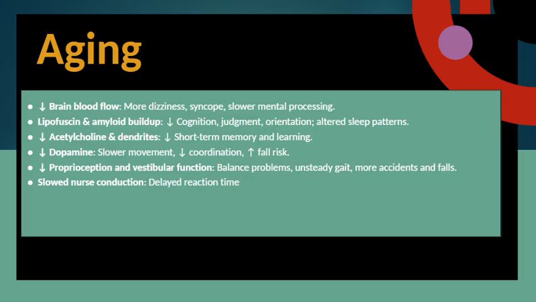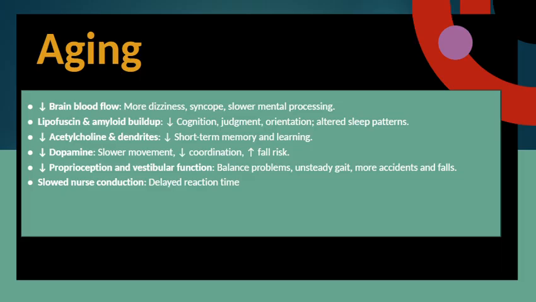The slide also highlights a decrease in acetylcholine and a progressive loss of dendrites. Acetylcholine is essential for memory and learning. When levels decline, it becomes harder for older adults to store new memories, recall information quickly, and maintain attention. This is why short-term memory can be especially affected. Reduced dendritic branching means fewer connections between neurons, slowing overall brain communication.